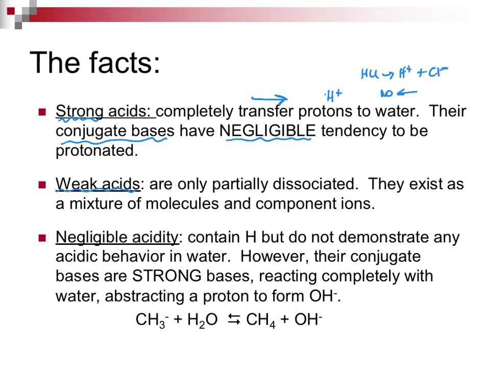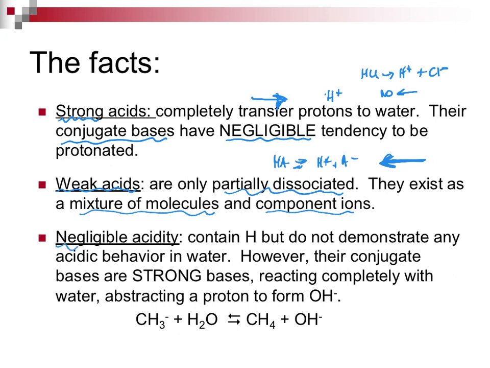If I have a weak acid, it is only partially dissociated. We often write HA is H+ and A-. We will be describing that more in the next video, but we know it's only partially dissociated. They're going to exist as a mixture of molecules and component ions. Most likely equilibrium is going to be lying to the left. So that's the difference really between a strong and a weak acid.